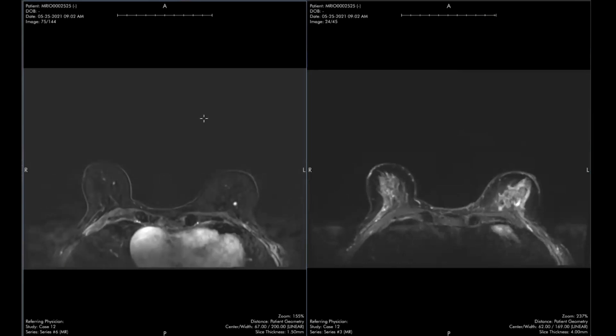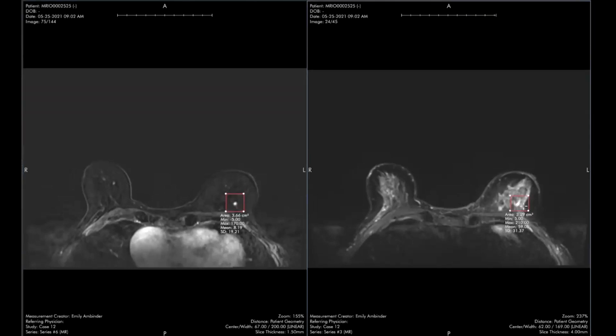On our subtraction view, we see this enhancing focus here. And on the T2, we see a very clear T2 correlate for that finding. This is very reassuring, and there's expert opinion that if a dominant enhancing focus has a T2 correlate, we can safely assess this finding as being benign and not need to give it a BI-RADS 3. And this can save the patient from having to do unnecessary follow-ups.